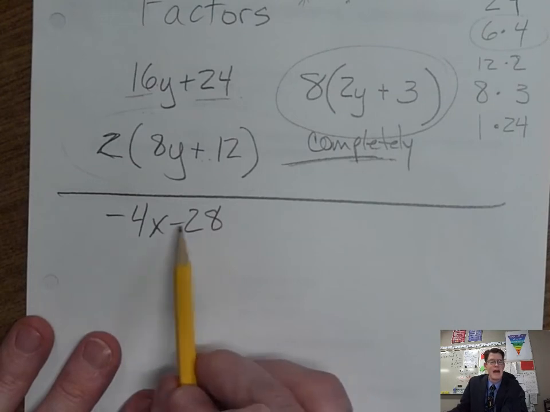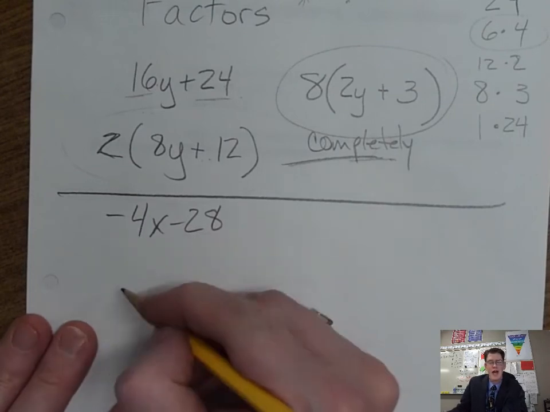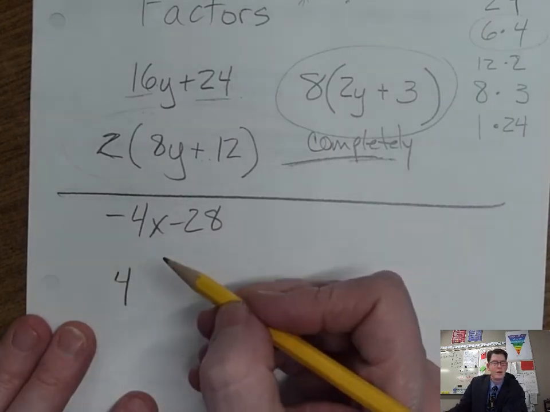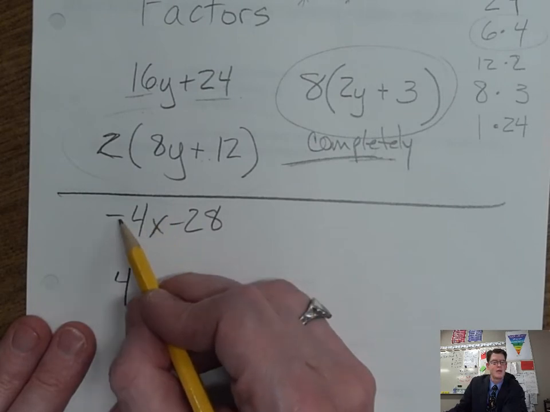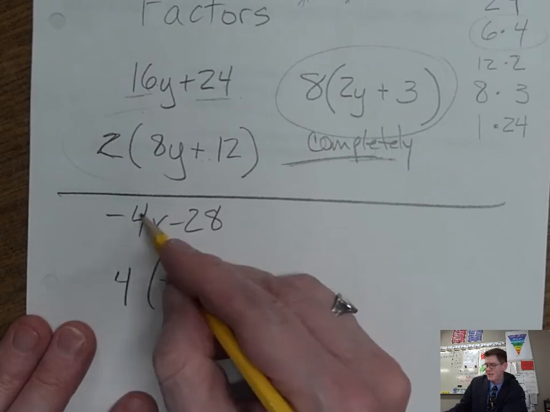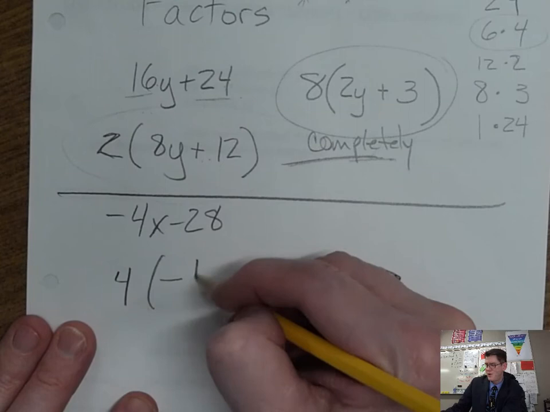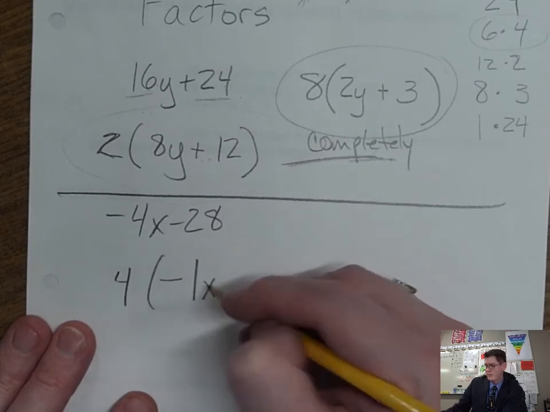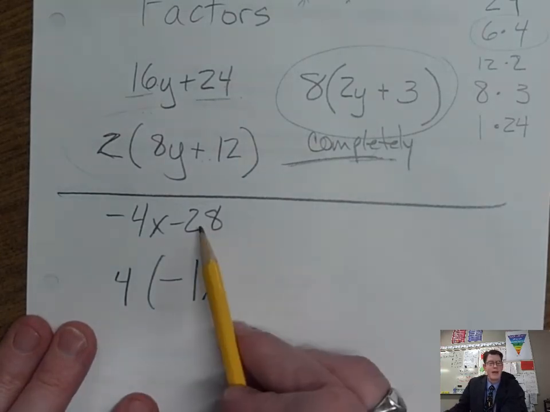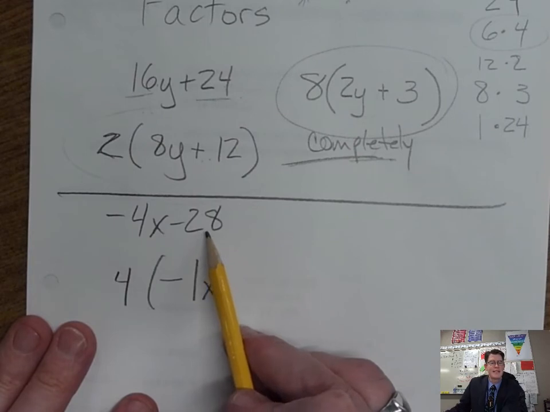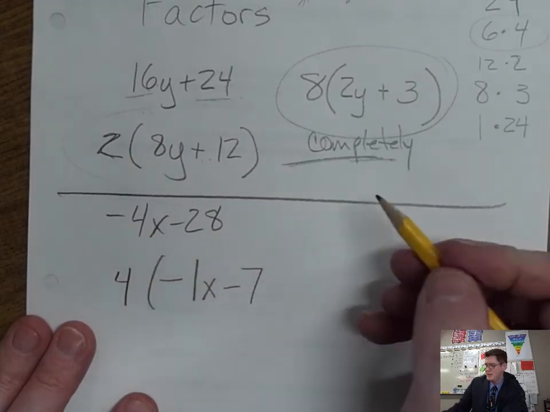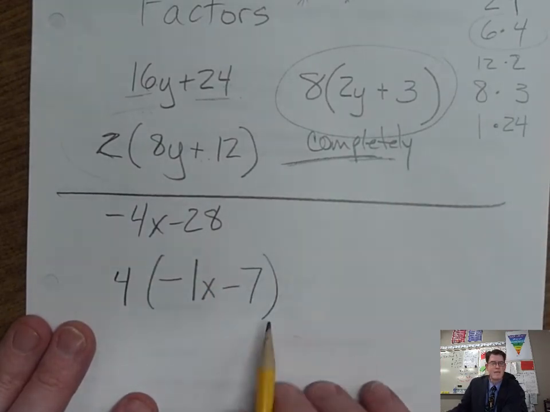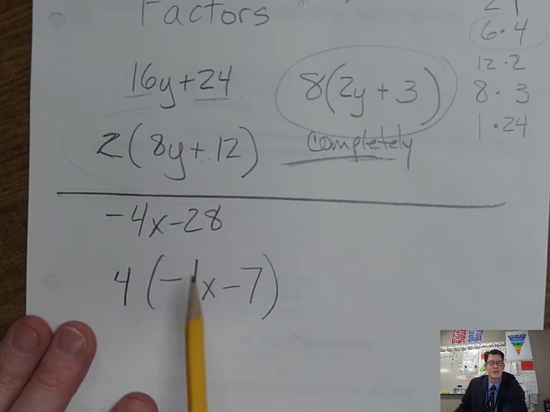What can I factor out of both of those? Watch this. I can factor out a 4 out of both of them. What's left here? There's a negative left. And when I divide 4 by 4, I've got 1. We've got a negative 1x. And when I factor out the 4 out of this, I've got 7, so minus 7. So there it is. I factored it out. I can't take anything else out with this 1 and 7.